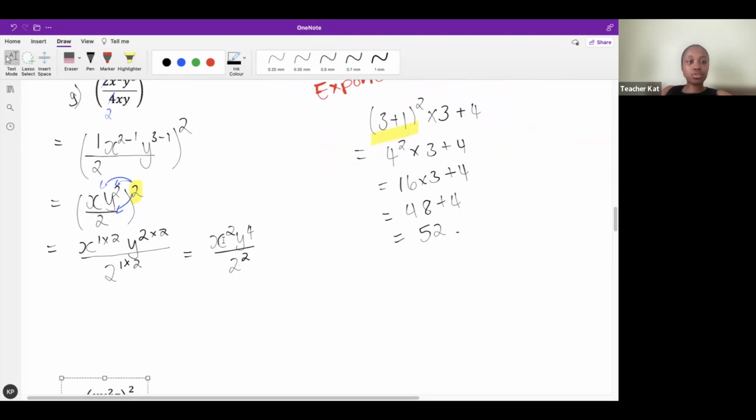No. What do I still have to do? What do you guys think I still have to do? I have not simplified fully. So what do I still have to do? Can we subtract? We don't have any common bases here. Thank you, 2 squared. So the x squared and the y to the power of 4 you can leave alone. But what is 2 squared? What's my answer for 2 squared? 4 over 4.